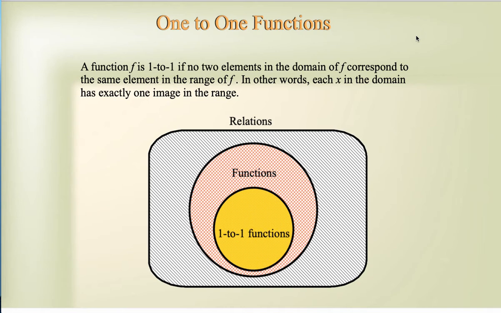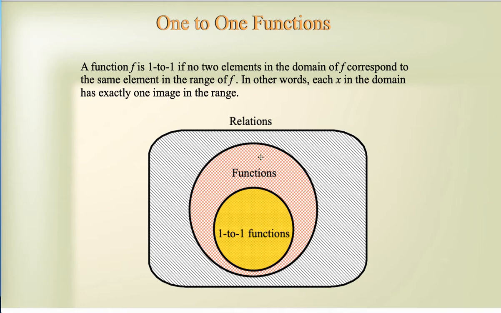In other words, each x in the domain has exactly one image in the range. In other words, your x's can't repeat, and now your y's can't repeat.